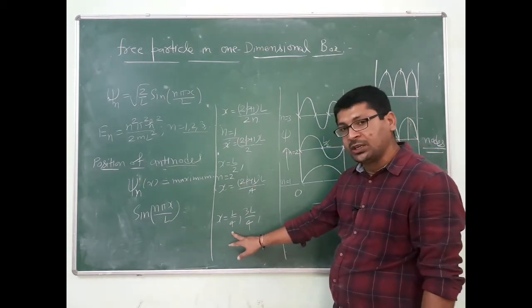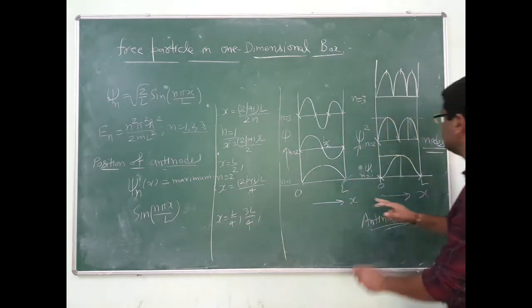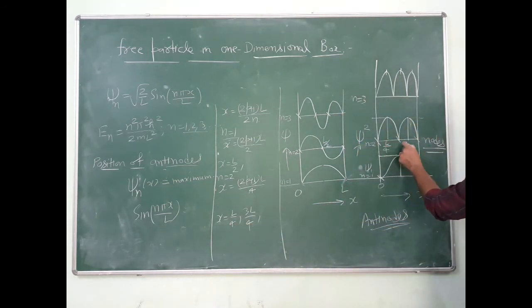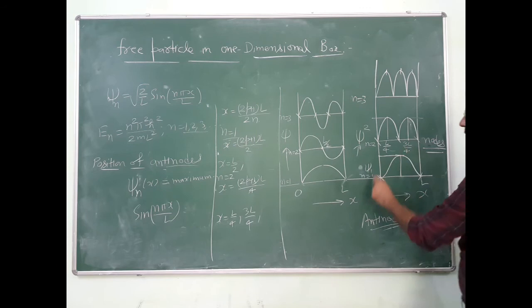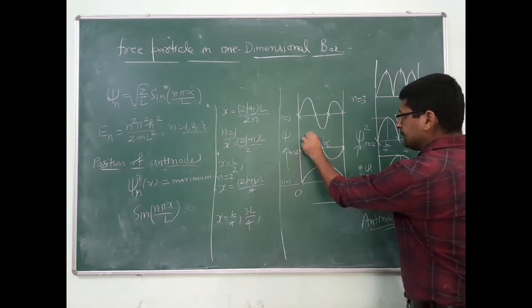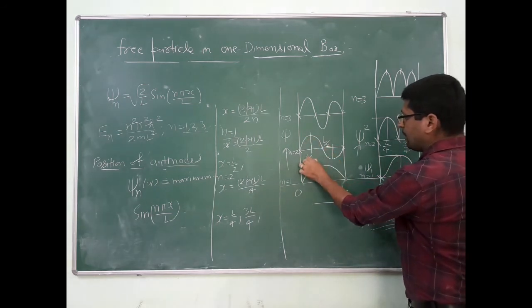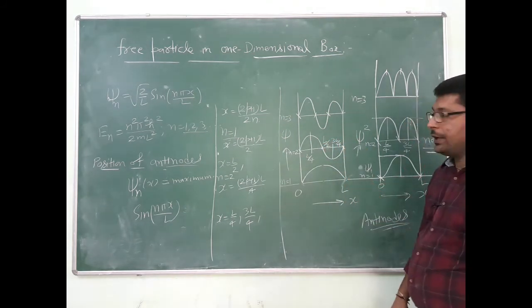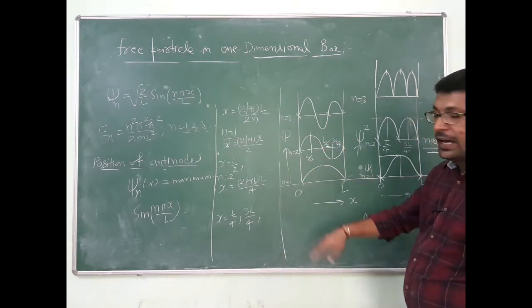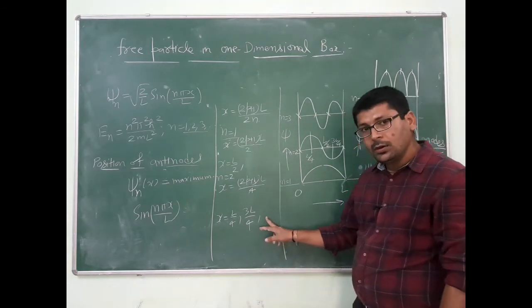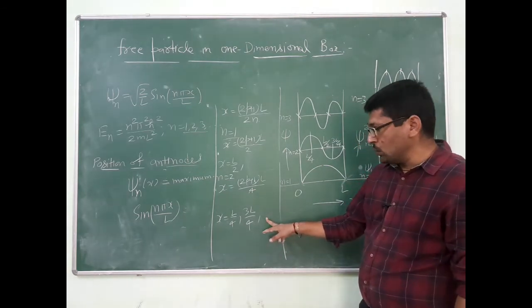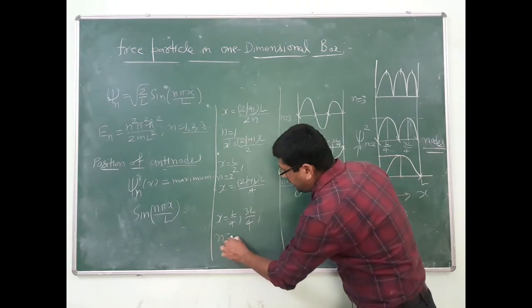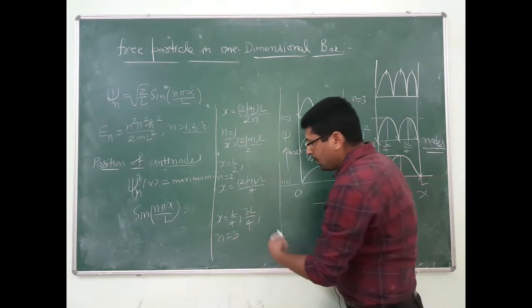And what are these positions? These positions are L by 4 and 3L by 4. So for n is equal to 2, we have two antinodes. Similarly, we can calculate it for n is equal to 3.